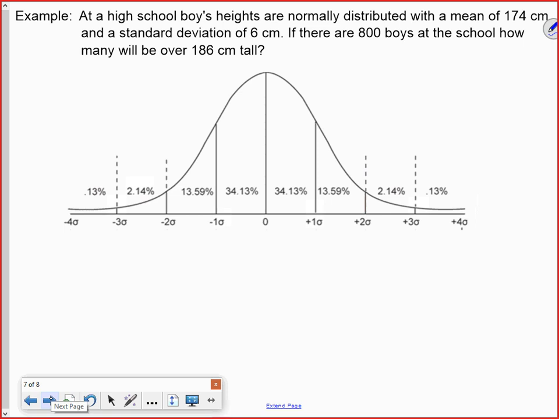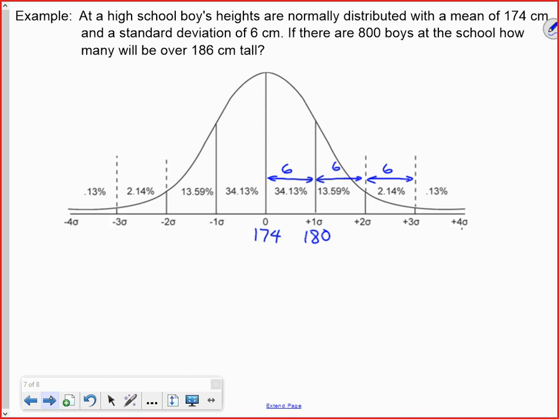Same high school. Boys' heights are normally distributed with a mean of 174 centimeters, standard deviation of 6 centimeters. Slightly different question. Still 800 boys at the school. How many will be over 186 centimeters tall? So again, we've drawn out our normal curve here. Let's label it so we know that our mean is 174. We know the standard deviation is 6, so from here to here is going to be 6, and from here to here is going to be 6 as well, because each of those bars is separated by 1 standard deviation. So 1 standard deviation above the mean is, again, 180.